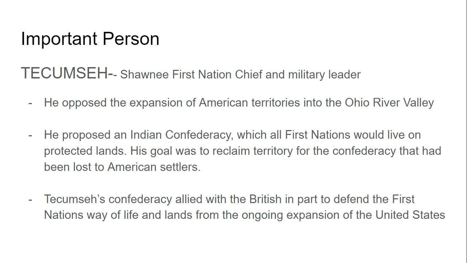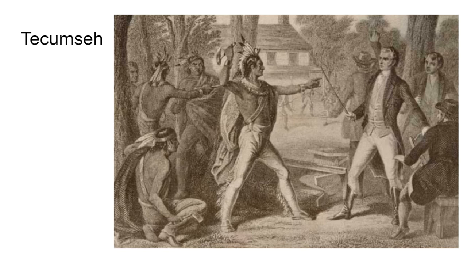And so he proposed an Indian Confederacy, which is a fancy word for a military alliance of different nations, where all the First Nations would live on these protected lands. And his goal was to reclaim or retake that territory for the Confederacy that had been lost to those American settlers who were encroaching into the Ohio Valley. And to make matters worse, Tecumseh's Confederacy came up with an alliance with the British. And the two of those guys worked together, the British and the First Nations, which upset the Americans even further. There's a painting of Tecumseh on the left discussing matters with, I'm not sure who. He doesn't look too happy though, does he?